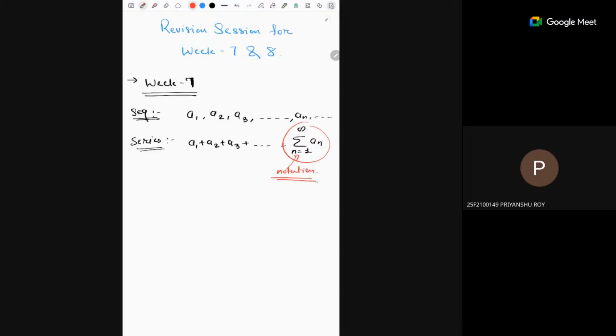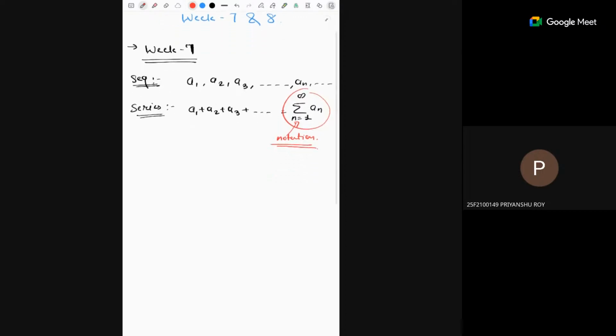Just as in a sequence, we answer the question: if n goes to infinity, where do the terms of the sequence go? That is known as the convergence of a sequence. The same type of convergence we also want to understand for a series. That means if you want to find the infinite sum a1 plus a2 plus a3 plus and so on plus an plus and so on, where does this infinite sum converge? What will be the value of this infinite sum? This is the question we want to answer.